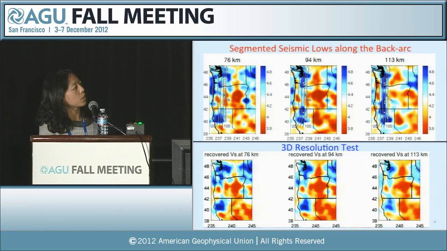At the bottom, just a quick view of the resolution test at the corresponding 3 depths. You can see that because of the damping and smoothing parameters, we are not able to fully recover the amplitude of the velocity, but the velocity perturbation pattern is well recovered.